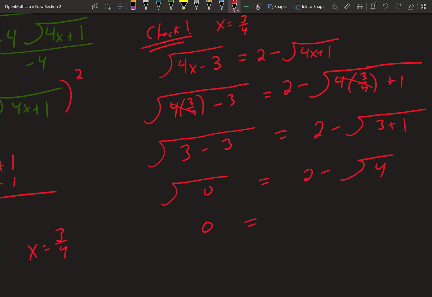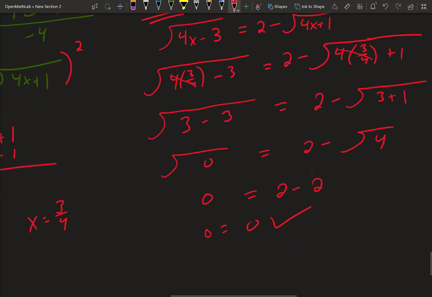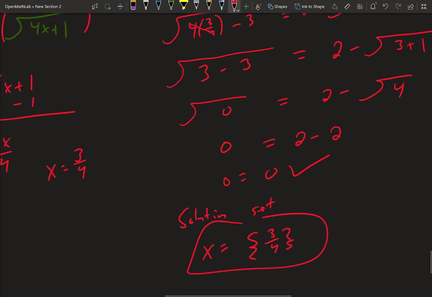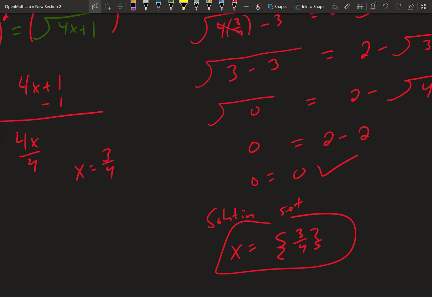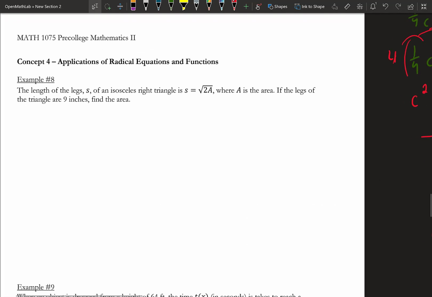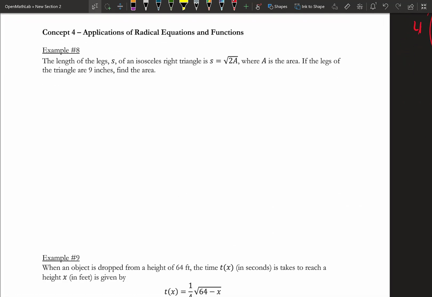Square root of 0 is 0. And the square root of 4 is 2. So 2 minus 2 is 0, right? So this checks out. So the solution set is x equals the set of 3/4. Right? So there's just one solution for that. All right. So that's number 6 and 7. So those are probably some of the harder problems in the notes. So now we're ready for concept 4, which is applications of radical equations and functions. So we have some applied word problems to work through these skills.